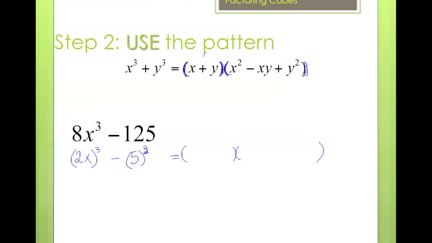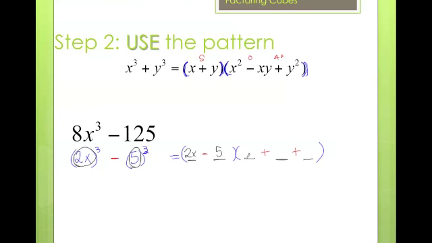I'm going to set my signs using SOAP. Same, opposite, always plus. So for this problem, it's a minus, so it's going to be the same, opposite, always plus. Okay, for the next part, I need to see what goes in these little blanks in between my signs. To fill in the binomial, I'm just using the cube root from my original problem. So it will be 2x and 5.